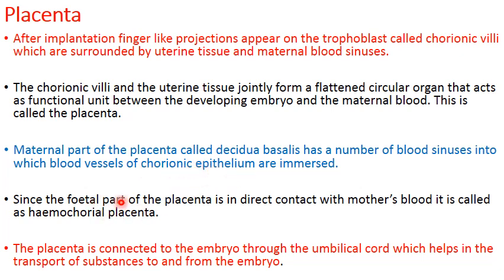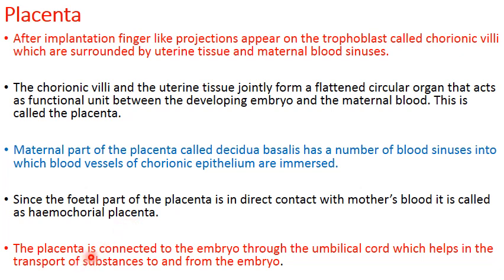And since the fetal part of the placenta is in direct contact with the mother's blood, it is called a hemochorial placenta. Hemo means blood, and chorial because there is the chorion, that is the chorionic villi, connecting the embryo to the mother's uterine endometrium. That's why it's called so. Since these chorionic villi are bathing in the mother's blood, in direct contact with it, it is called a hemochorial placenta.